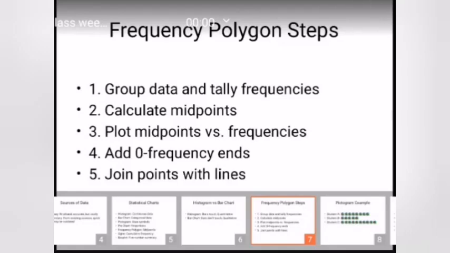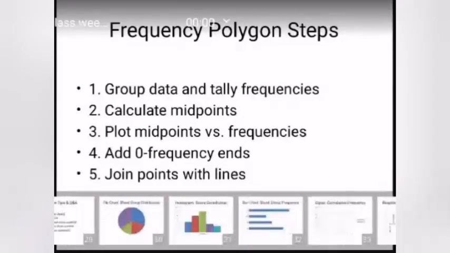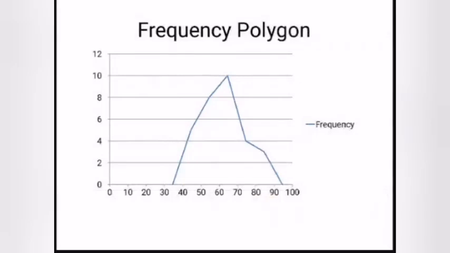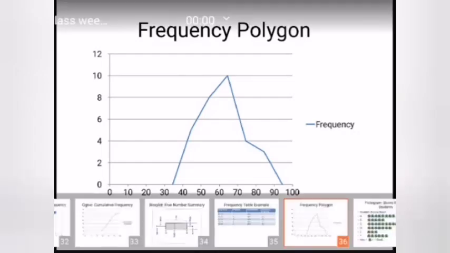In your table, you have the first column for class interval, that's your group data. The next column will have frequency. Then the next column will be midpoint. To get your frequency polygon, you plot the midpoint versus the frequency, and then you join your lines. This is an example. This horizontal side is the frequency, and this vertical side is the midpoint. So that's for frequency polygon.